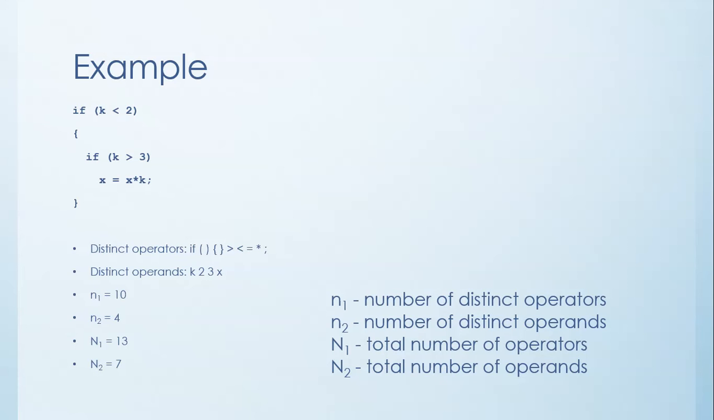And then the big N1 and big N2 have to do with the total number of these kinds of things. So with the distinct operators, you would recognize that the if statement is repeated, and the open regular brackets are also repeated in this little program. So you actually get 13 for those operators, and also the k is repeated 3 times and the x is repeated twice, so therefore you get the total number of operands as being 7. And that's the quick Halstead basic measures.